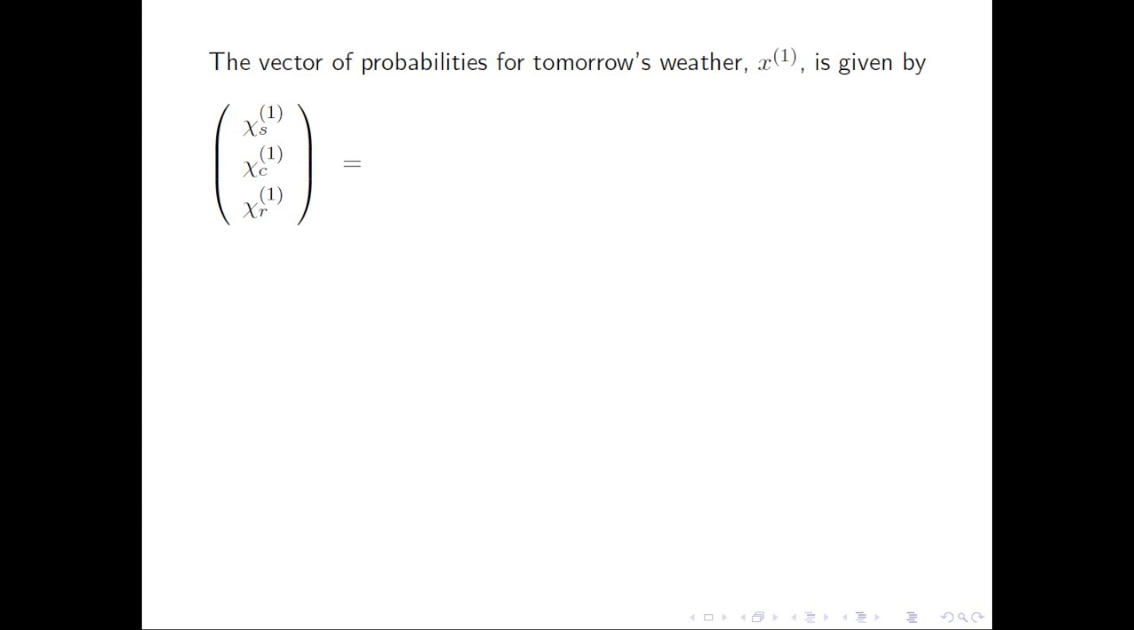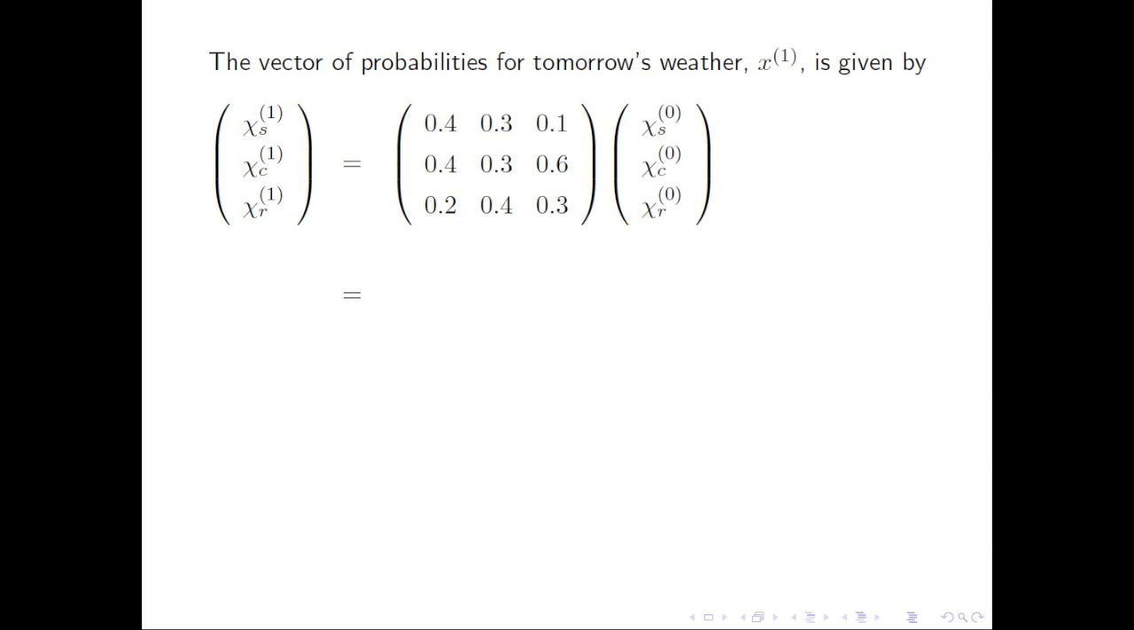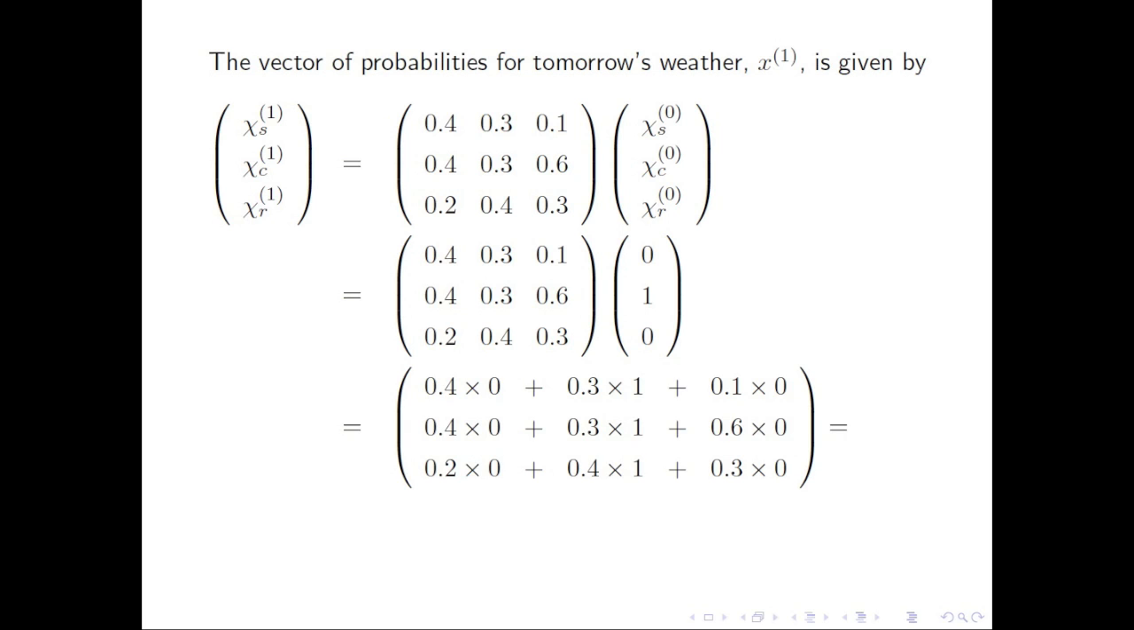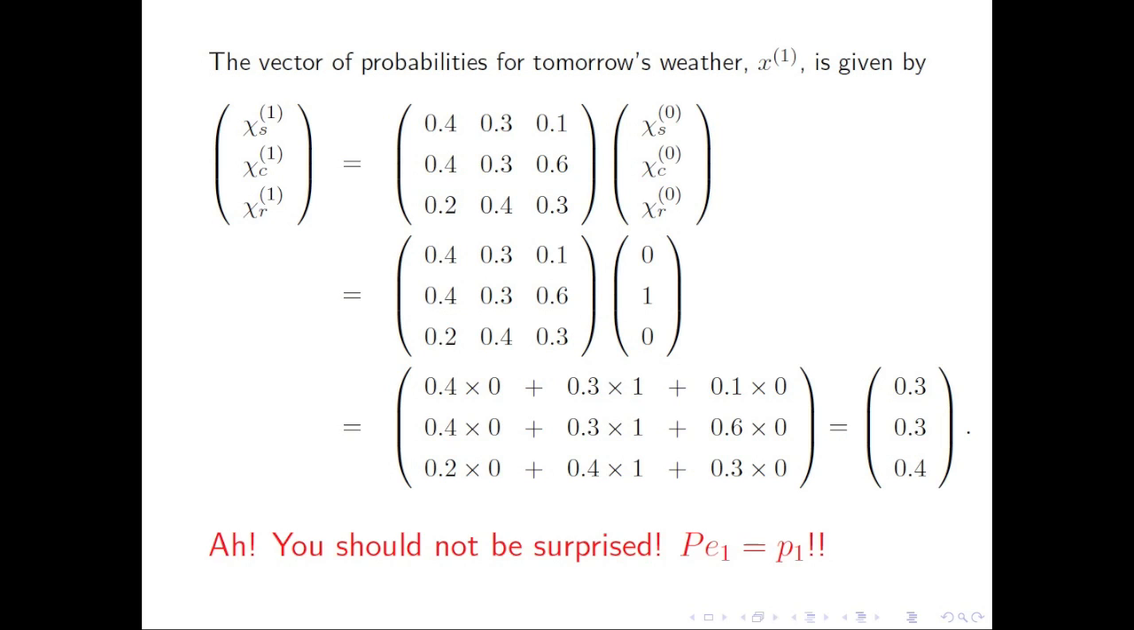So if we then look at the vector of probabilities for tomorrow's weather, x super 1, it is given by our transition matrix P times the vector that represents today's weather, which we just argued was 0, 1, 0 because we said today is cloudy. And we know that if you multiply a matrix times a unit basis vector, you simply pick out the appropriate column of the matrix. So it's no big surprise that you get 0.3, 0.3, 0.4 as the answer. Here we simply repeat that if you take P times a unit basis vector, you get the corresponding column.